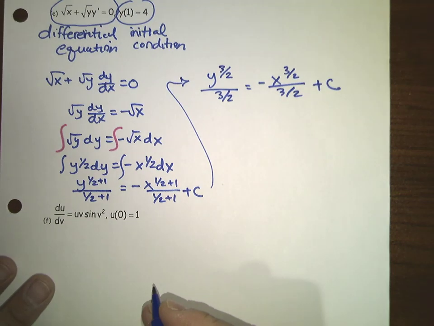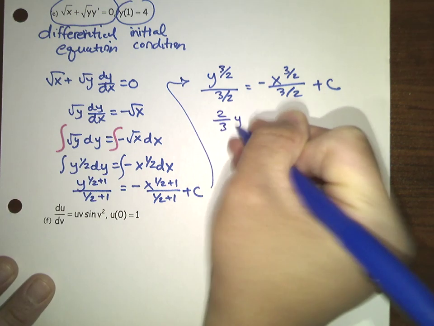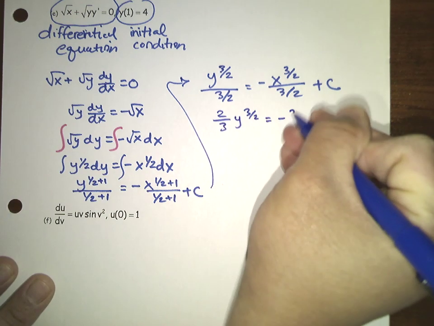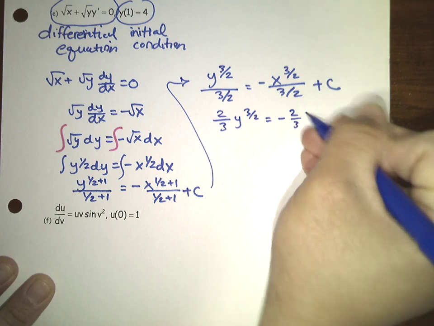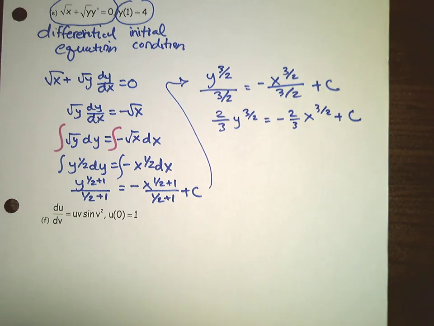And then I can multiply by the reciprocal instead of dividing by 3 halves to get 2/3. Y to 3 halves equals negative 2/3 x to the 3 halves plus c. And then I can go ahead and substitute in the initial condition.